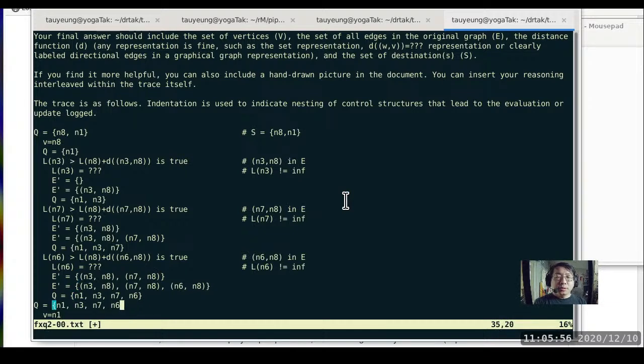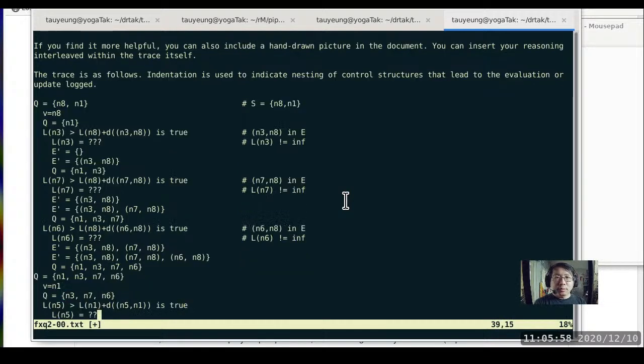So now we get back to the while loop. At the while loop, this time we chose N1. That by itself doesn't give us a whole lot of information because we know N1 is part of the set. It's in the set of all the destination vertices. So this really doesn't tell us much. We will just go, not much information here.